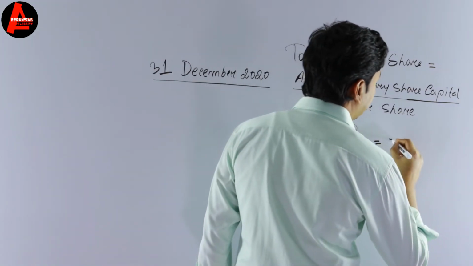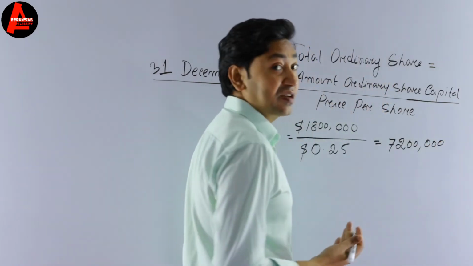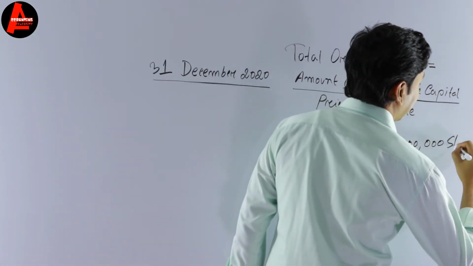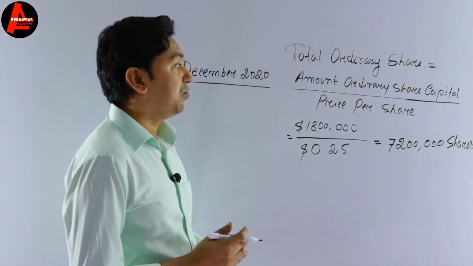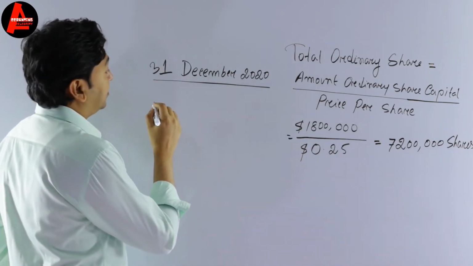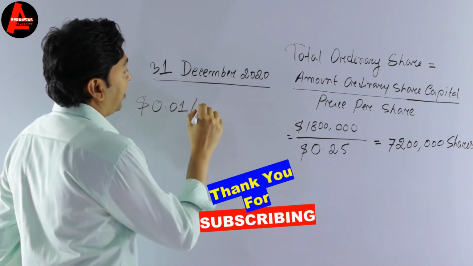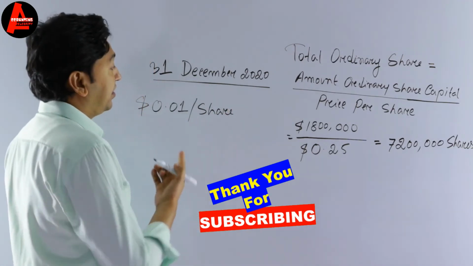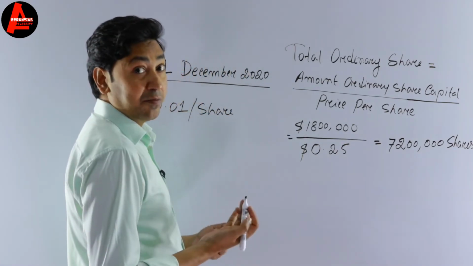We get 7,200,000. Dollars? No, 7,200,000 shares. Great, now we have found the number of shares. The company proposed a dividend of $0.01 per share. Now if we multiply this amount with the number of shares, we get the amount of proposed dividend.